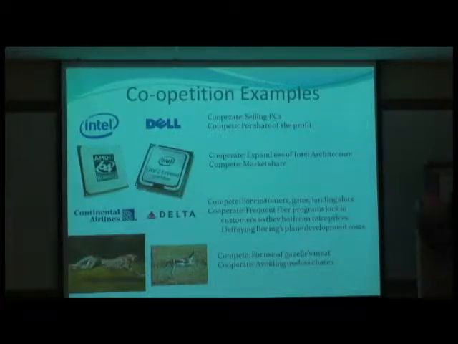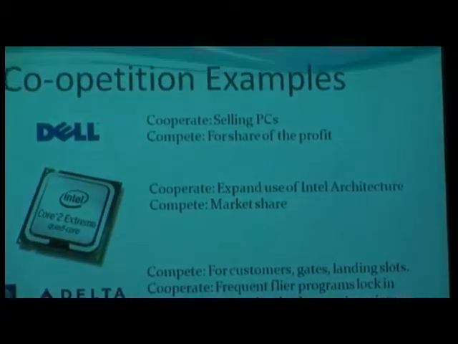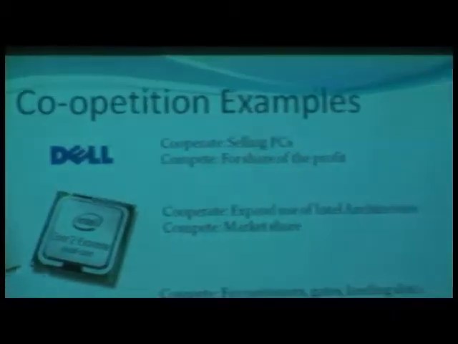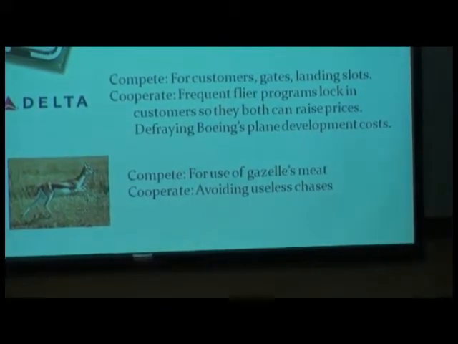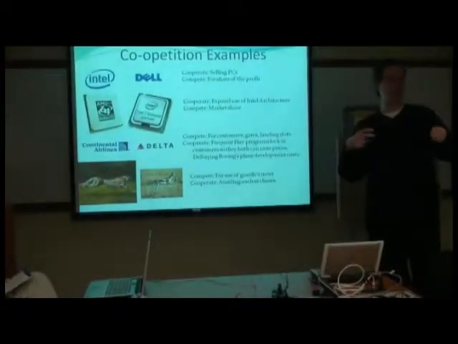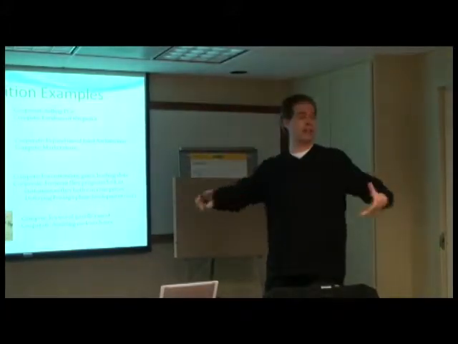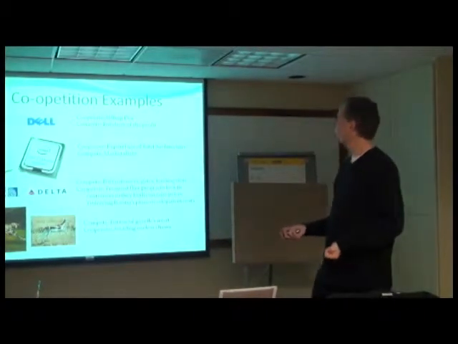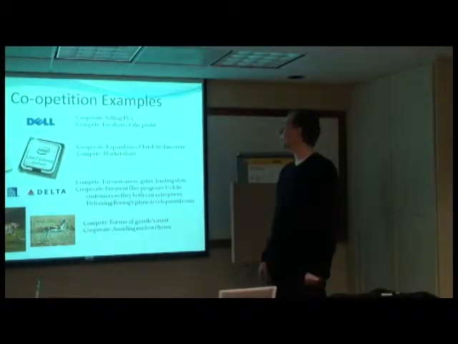So let me just give some examples in the business arena, and then we can move on to biology and see how it all works. Consider Intel and Dell. Intel is a supplier to Dell, and so they cooperate in wanting to sell more PCs, but they compete in that Intel would like to get more of the share of the profits of those PCs. AMD and Intel are direct competitors, and you'd think that they wouldn't necessarily have any shared interest, but in fact, they both want to expand the usage of the Intel architecture. People who write software for the Intel architecture is good for both of them. And so they cooperate in expanding the pie, and they compete in trying to split the pie up.